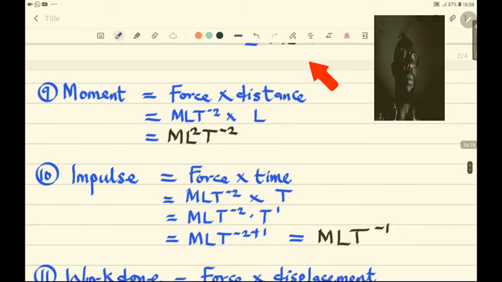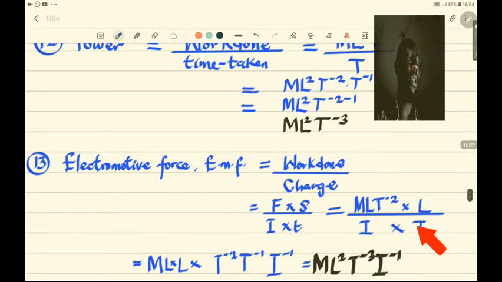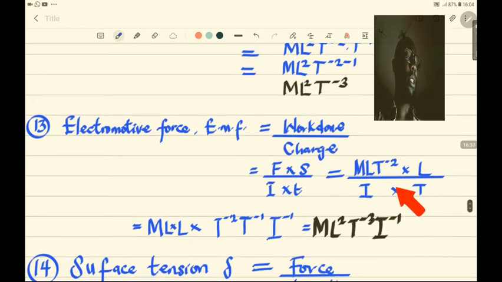So the dimension for current is I, and the dimension for time is T. We bring the denominator up. What we had up before was MLT^-2. Now we bring these two L's, L multiplied by L, that is L^2. So we have ML^2, then T^-2 before. This one will go up and become minus 1. Minus 2 minus 1 is minus 3. The current is also going up, so it will be I^-1. So the dimension for electromotive force is ML^2T^-3I^-1.